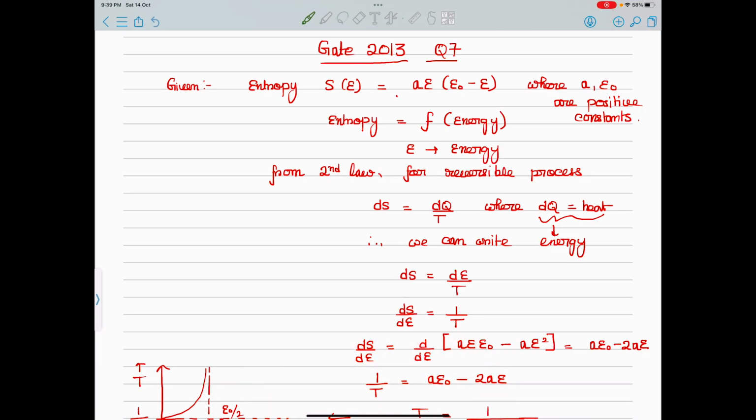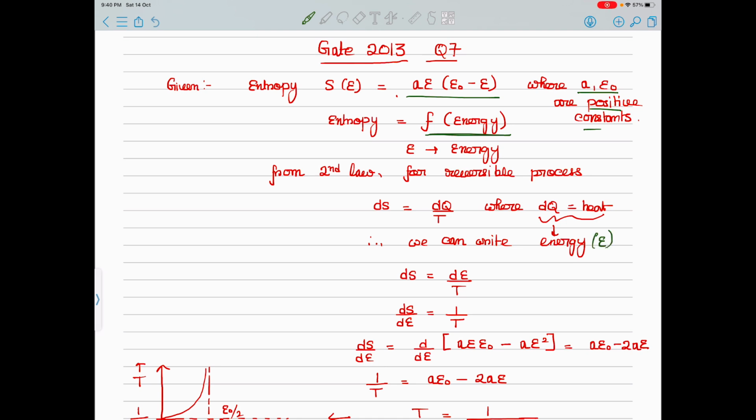Okay, so this is the solution. Given is that entropy S is a function of E. We have found from the options that this is a function of energy, of the form A E (E naught minus E), where A and E naught are positive constants as mentioned in the question. Now from the second law of thermodynamics, for a reversible process, the change in entropy dS is equal to dQ by T, where dQ is the change in heat. Heat is a kind of energy, so instead of dQ we can write dE, where E is the energy.